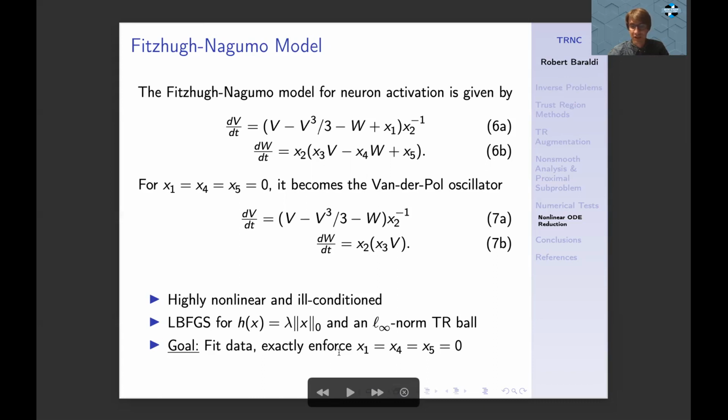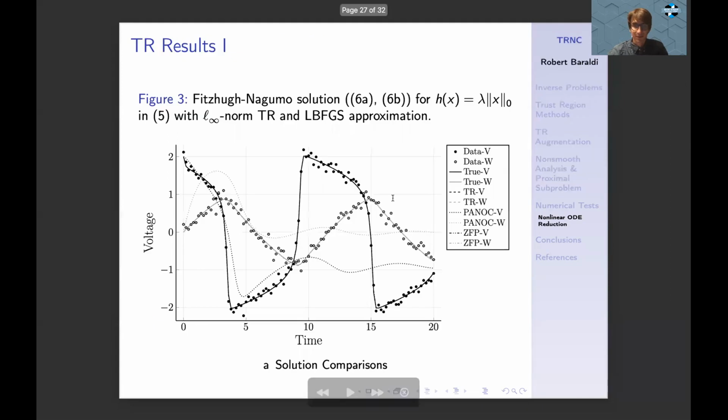And the goal is to take data from the first problem, these 6A and 6B, and exactly enforce these parameters to be equal to 0, to recapitulate the van der Pol oscillator from the data we collected, right? So these are the results that you get from that. If you have two neurons and they're spiking, from the van der Pol oscillator, and we've collected these data, those are the points around the line.